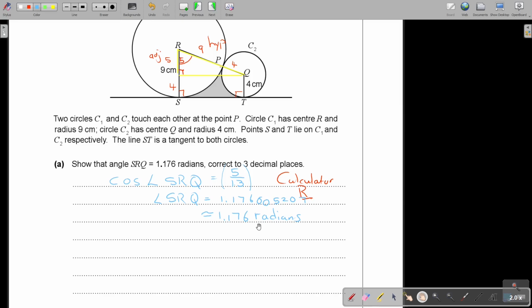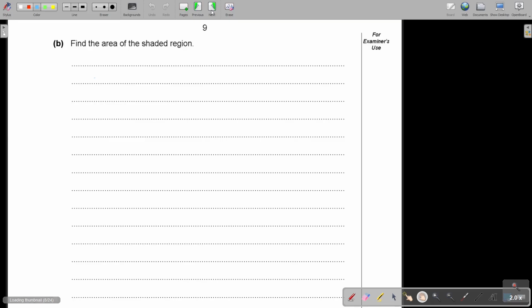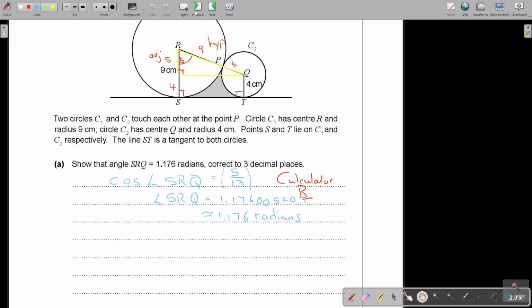Okay, so let's continue the question. Let's see on the next page. Find the area of the shaded region. Okay, let's go back, because our sketch is here. Now, if I extend this yellow line here, and I extend this yellow line there and there, can you see that that is forming a trapezium? There is my trapezium.